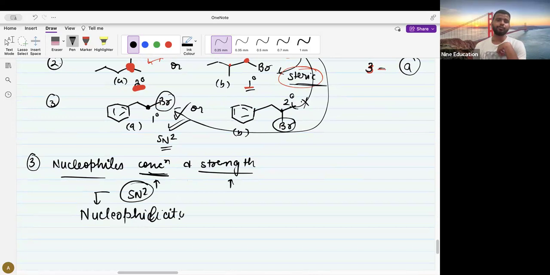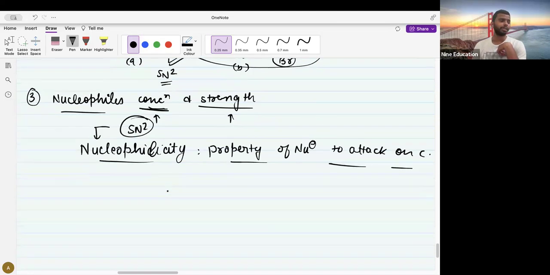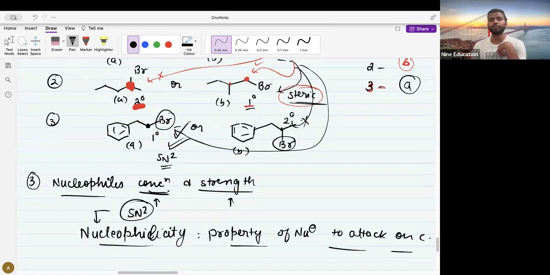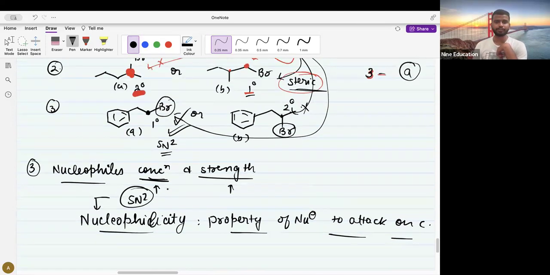Nucleophilicity is the property of a nucleophile to attack on carbon. Now we will come to know which nucleophiles are strong, which are weak, and which is a nucleophile and which is a base.